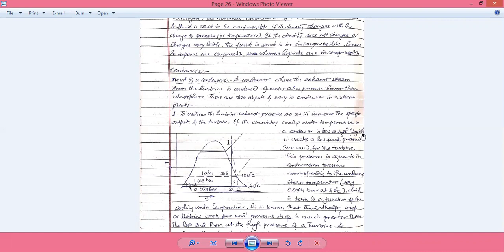Now, there are really two objects of using a condenser in the steam plant. There are two specific purposes. What are they? To reduce the turbine exhaust pressure.